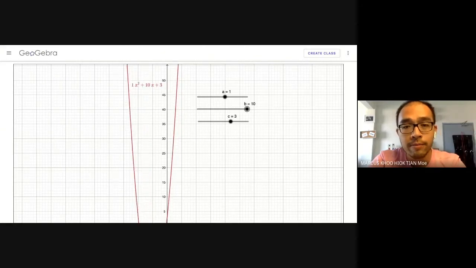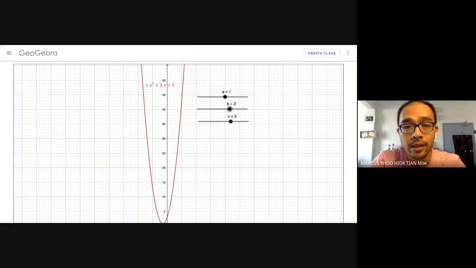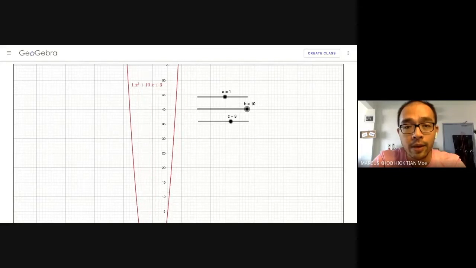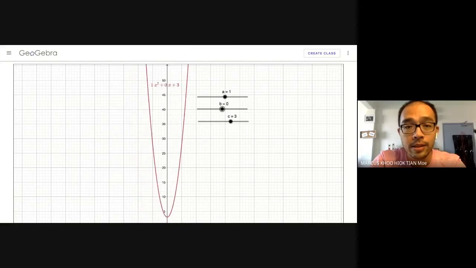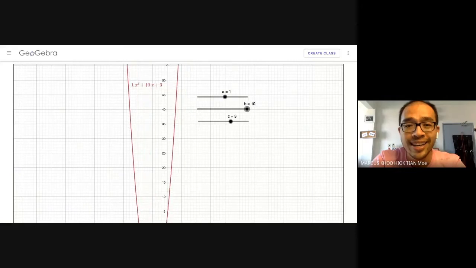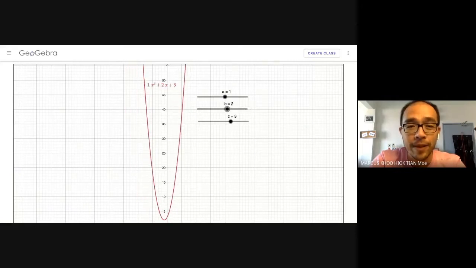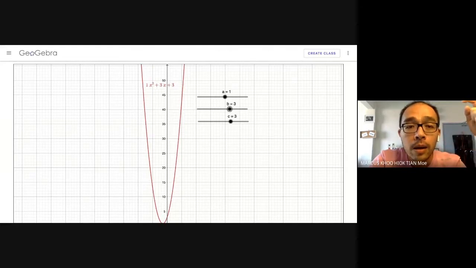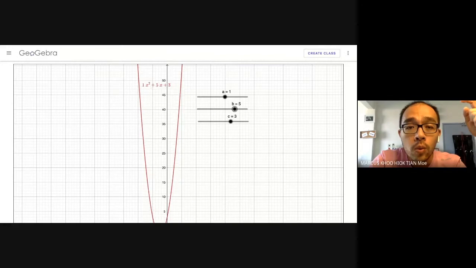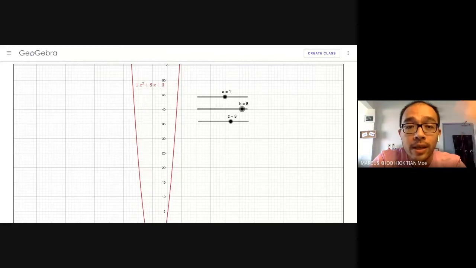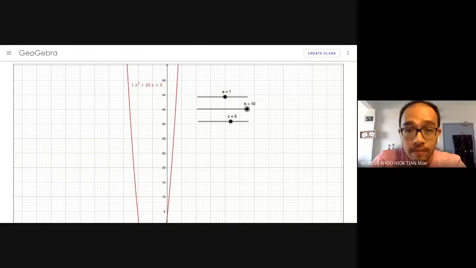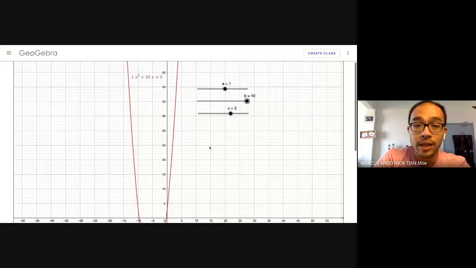Makin besar nilai B kan, dia akan makin ke, what happens? Anybody? What happens? Come on, tell me. Pergi kiri. Okay, the bigger the value of B, you find that the graph, okay, menjadi lebih ke kiri.